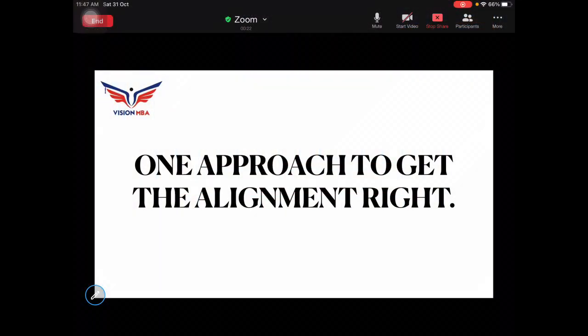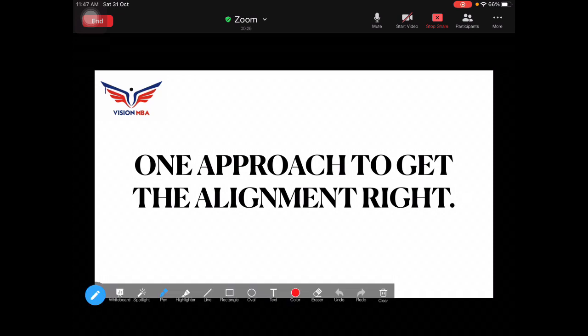So guys, as I said, I'm going to give you one approach to get the alignment right. Now, what do you mean by alignment? We all know what parajumble is. A paragraph is given and that is jumbled. That is not in a sequence. The lines of those paragraphs are not in sequence. Now, all you have to do is align them into a sequence.